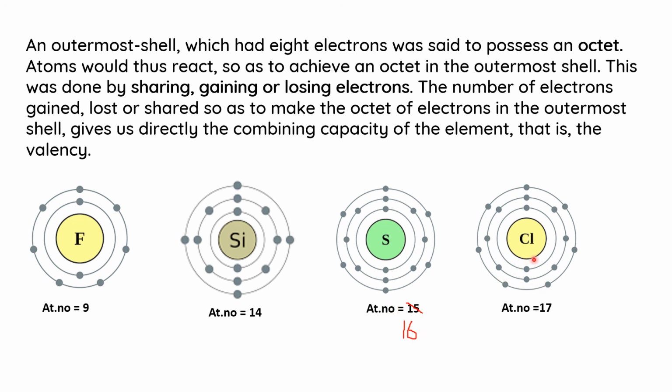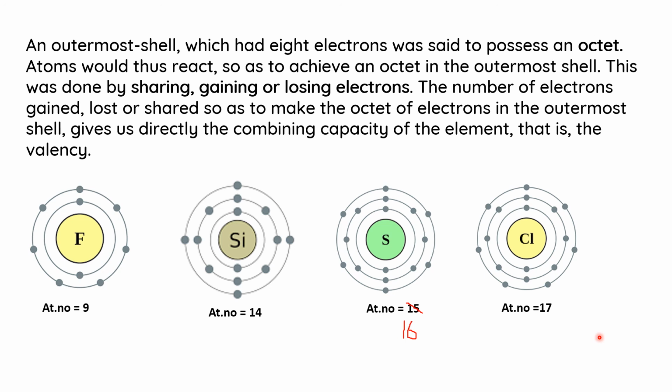Then next one, chlorine. Chlorine atomic number 17. So K shell 2, L shell 8, and M shell, sorry, K, L, M shells, it is 7 electrons. First K shell, then L shell, then M shell. So the M shell contains 7 electrons. So for getting the octet, it needs 1 more electron. So what is the valency of chlorine? 1. Okay, the valency of chlorine is 1. So this is the electronic configuration or distribution of electrons in the various shells.